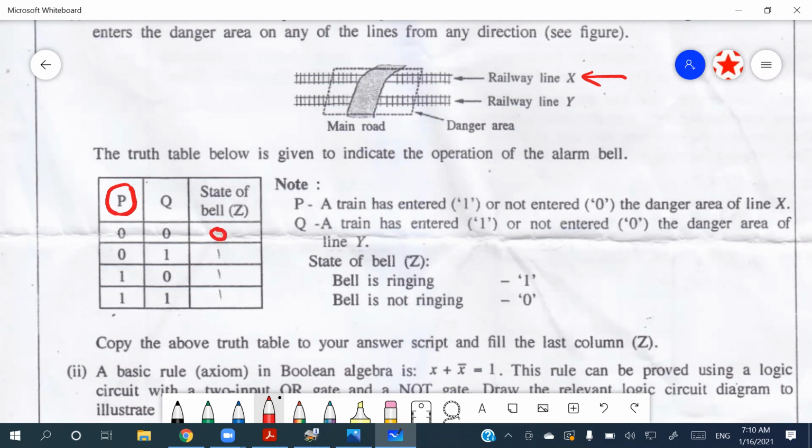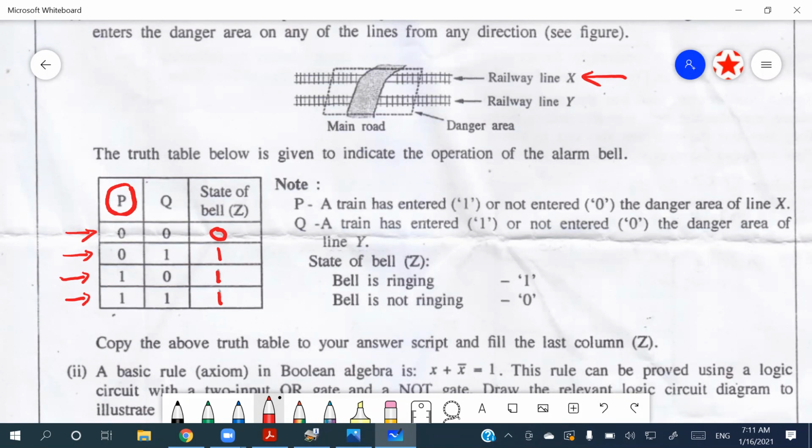And in the second row, there is no train in the X line, but there is a train in the Q line, so the bell should ring. And in the third row, there is a train in the X line, but no train in the Y line, still the bell should ring. And in the last row, there are trains in both lines. So anyway, the bell should ring, right? So your output is going to be like this.